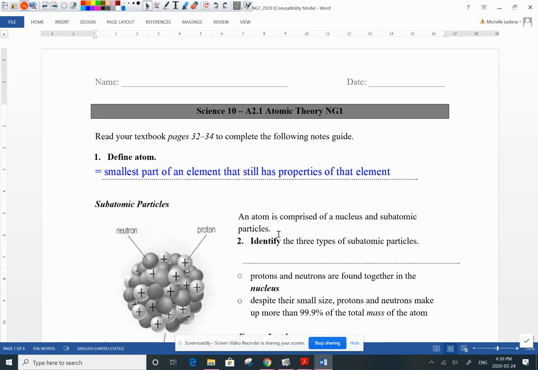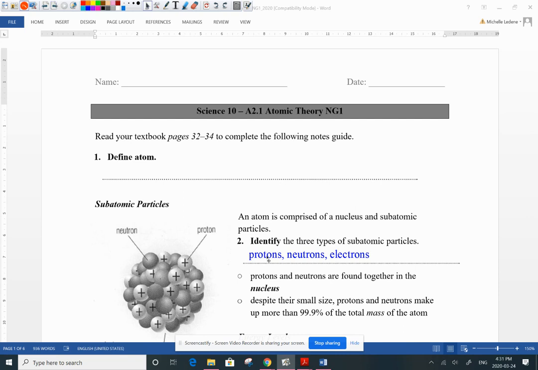starting with what is an atom? Well, it's an element, right? And it's the smallest part of an element that still has properties of that element. So our elements are on the periodic table, and you can look up, for instance, a metal like silver and a non-metal like chlorine, and they're two different elements, so they're going to have very different properties, and their atoms will be different.